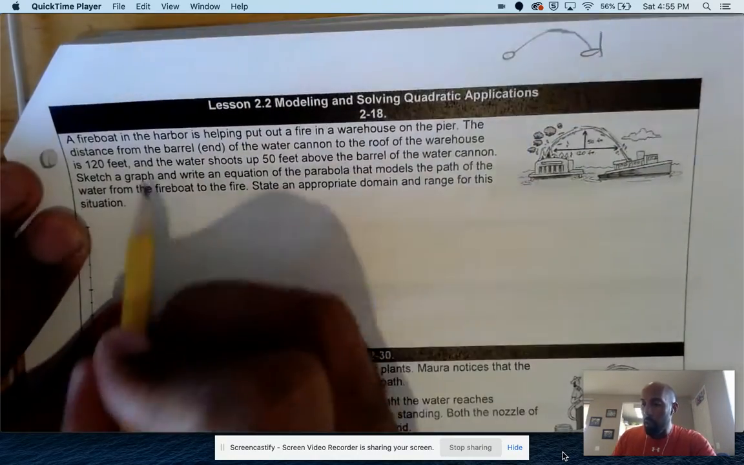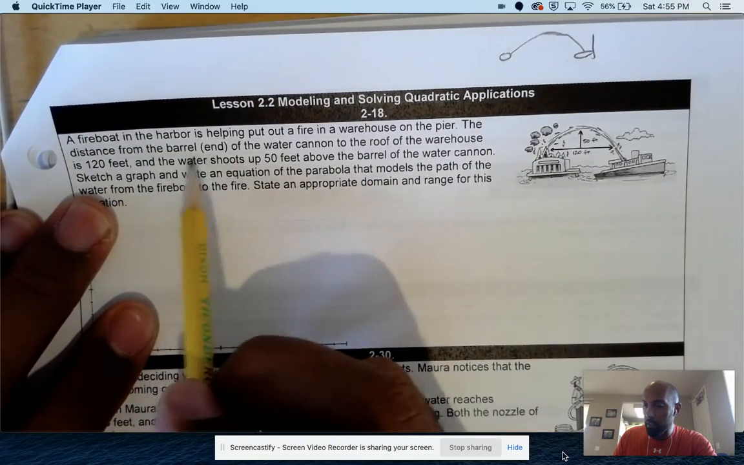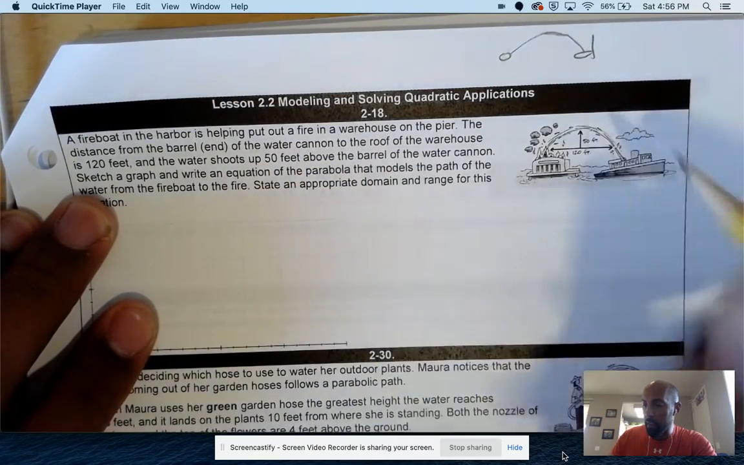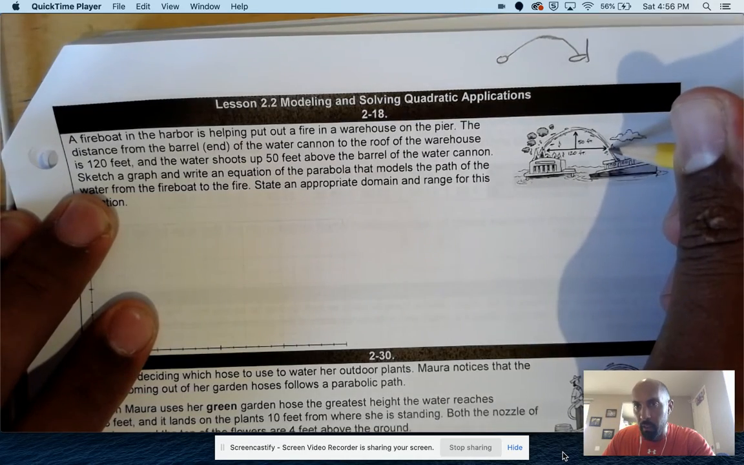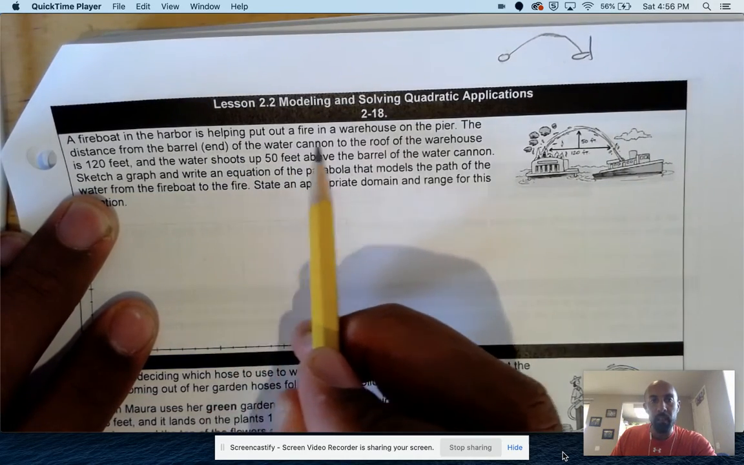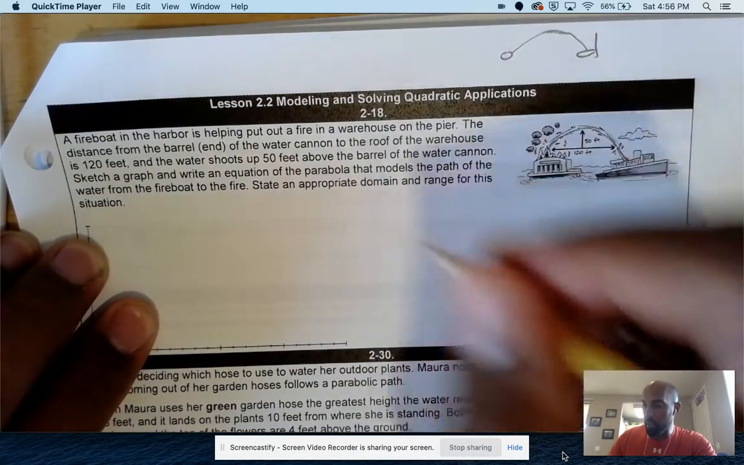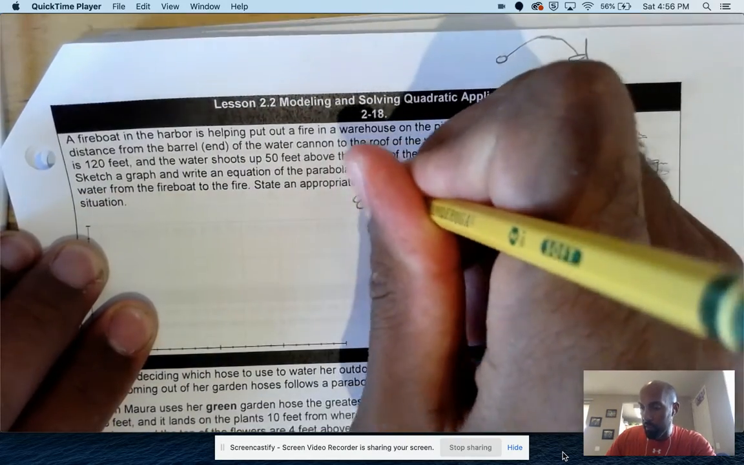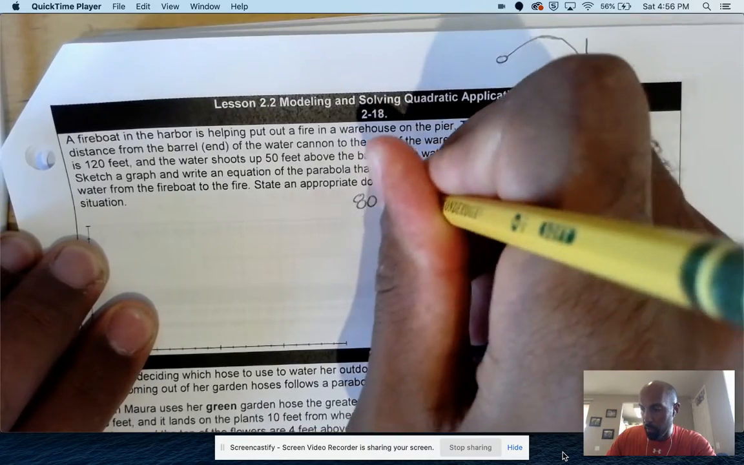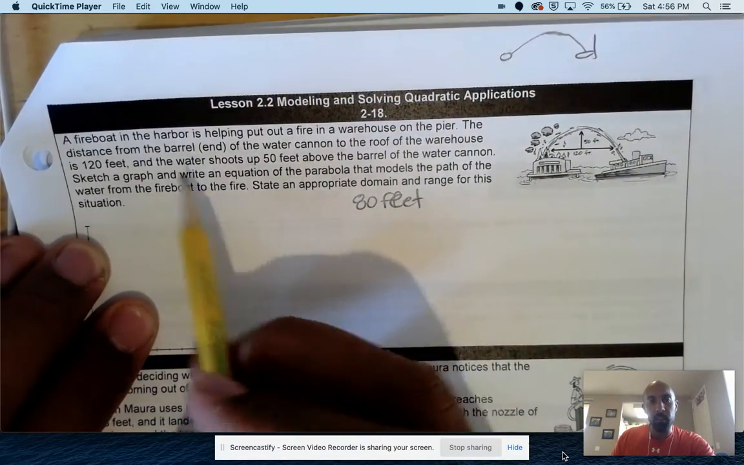Okay, so we've got this fireboat and it's helping put out a fire, and the distance from the barrel end of the water cannon, so the barrel end is just the end of the water cannon, to the roof of the warehouse is 120 feet. In this case, I'm going to use 80 feet instead of 120, because I'm creating a different question that you can solve on your own.